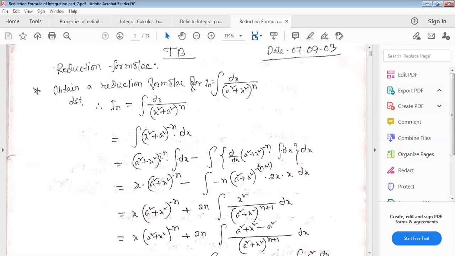x into (s square plus x square) whole to the power minus n, minus this will be what? The differentiation d/dx. Differentiation means, x to the power n formula, what? n into x to the power n minus 1. n minus 1 means what? Minus (n minus 1), that means minus n plus 1.